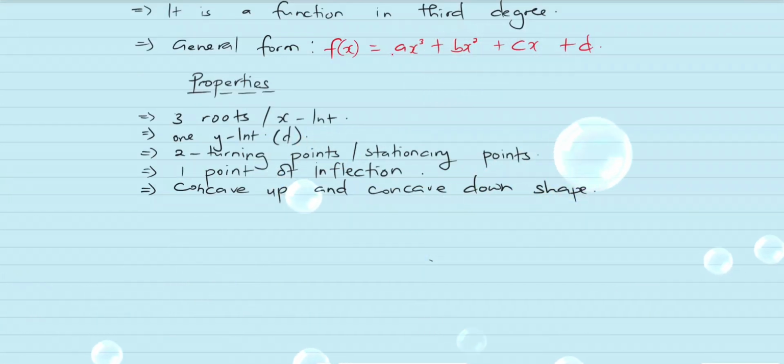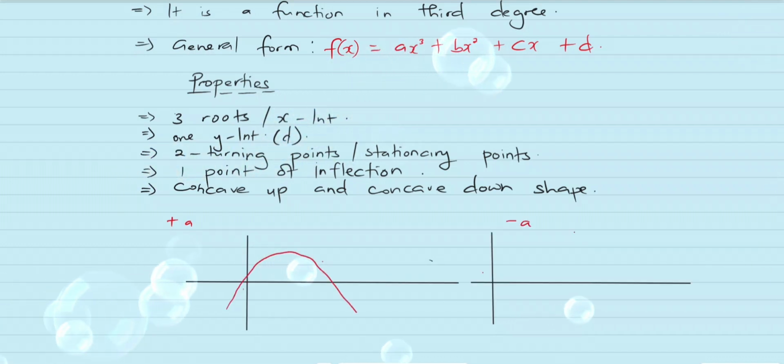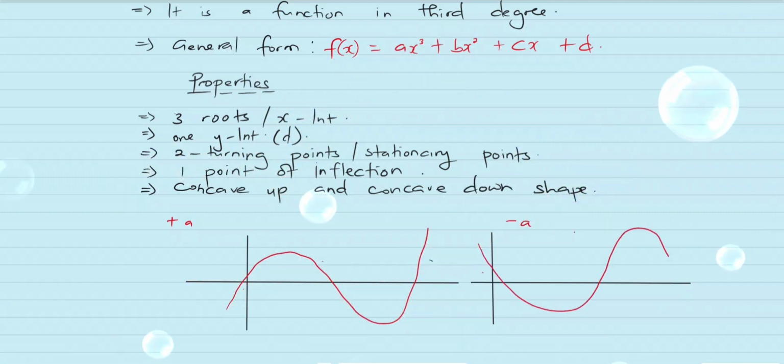We have the coefficient of x cubed, which is a. For positive a, the graph will look like this, and for negative a, it is like this. So this is a turning point, and the other one, since we said we have two turning points. Then the y-intercept will be this point.